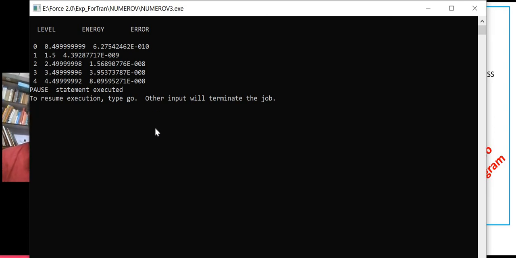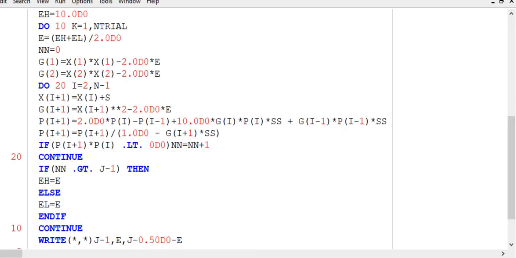So I think it has produced the energies excellently. If you are interested in the wave functions also, then you can store this p array separately in a file, and you can get the wave functions as well. And if you have a good grapher package, you can even plot those p array values against the x array values. That means psi of x as a function of x, and you can have beautiful wave function plots, including the number of nodes it will show.